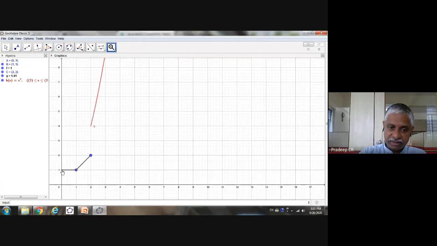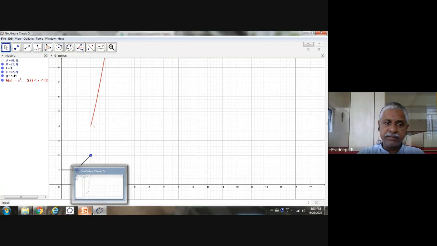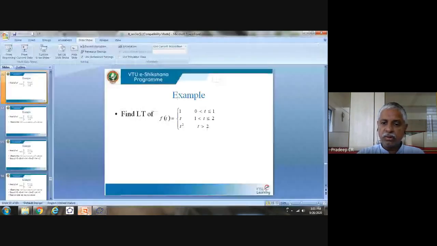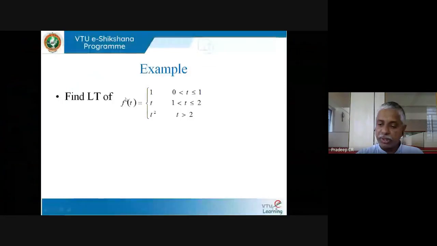So for this function, that means the signal is constant from 0 to 1, from 1 to 2 the signal is constantly increasing, from 2 onwards it is increasing but at a much higher rate. This is what this function is. I hope it is clear to you. So I want to find the Laplace transform of this function. How do I do that?